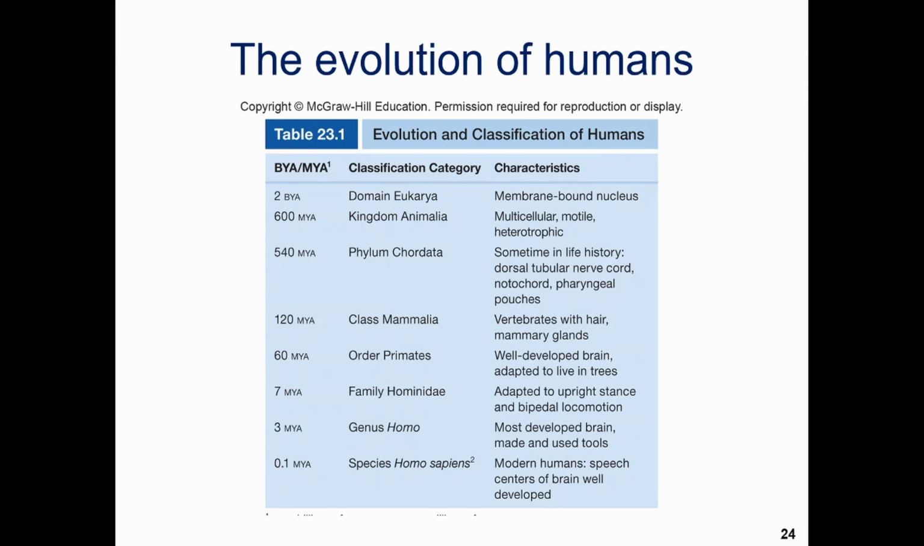Even Hominidae wasn't quite as human as you would think, and it wasn't until 3 million years ago that we even had our genus pop up, the genus Homo, where we have an even more developed brain and tool use and making of tools happening. But even that's not specific enough to just consider us. We're species Homo sapiens. We didn't pop up until about 0.1 million years ago. That's where we look at modern humans, where we have speech centers that are well developed in our brains, in addition to all of the other things we've already talked about. We're relatively new in the grand scheme of things.